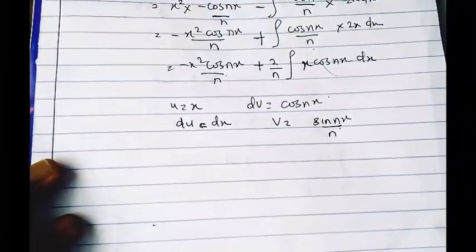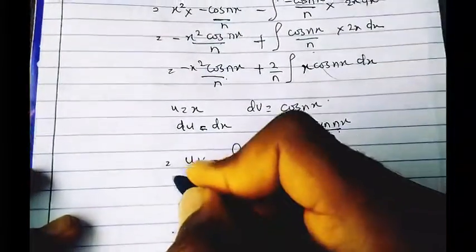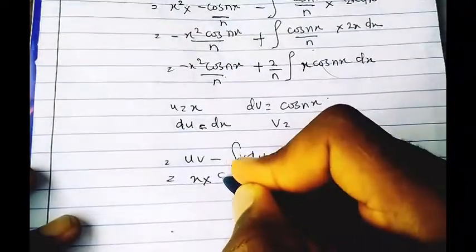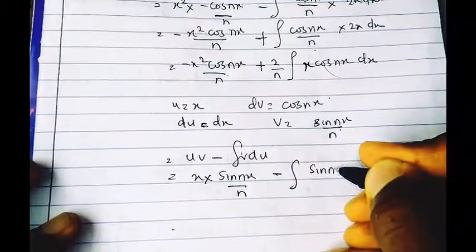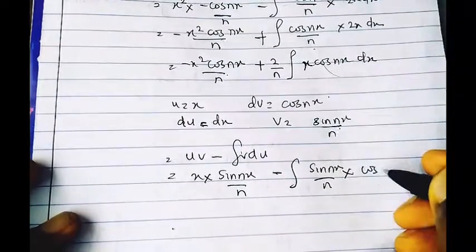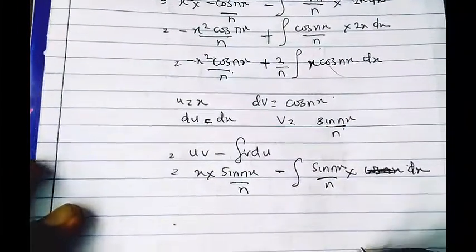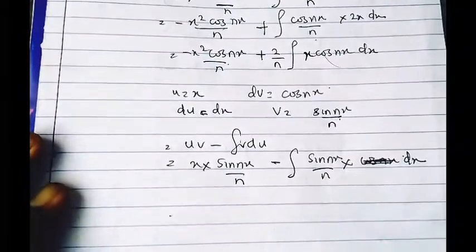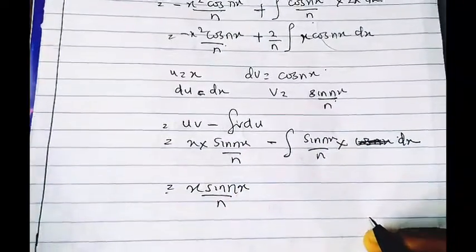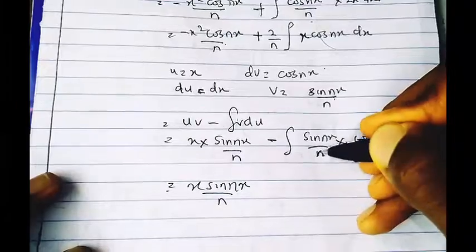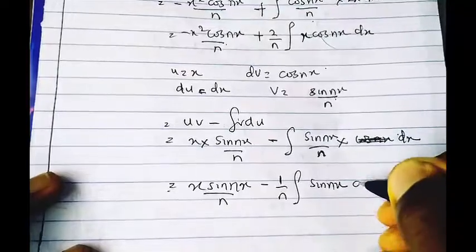So substituting back into the integration by parts formula, we have uv minus integral v du. So uv, which is x times v, and v is sine nx over n, right? Minus integral of my v, which is sine nx over n, times my du, which is just dx. So n is a constant, take it to the front of the integral sign, so we're left with x sine nx over n minus 1 over n integral sine nx dx.